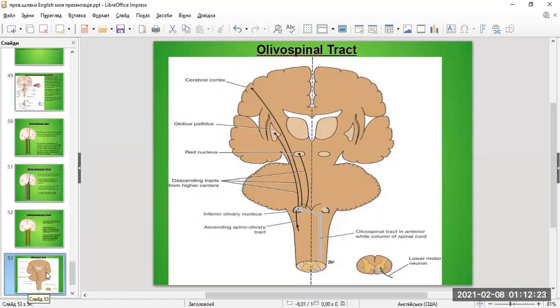And the olivospinal tract. You can see the inferior olivary nucleus, a very important nucleus for this tract, and the axons of the nucleus go around to the spinal cord. The olivospinal tract lies in the anterior horn of the spinal cord.